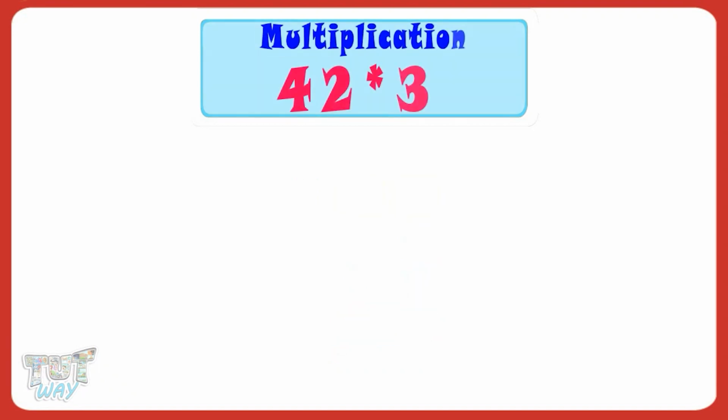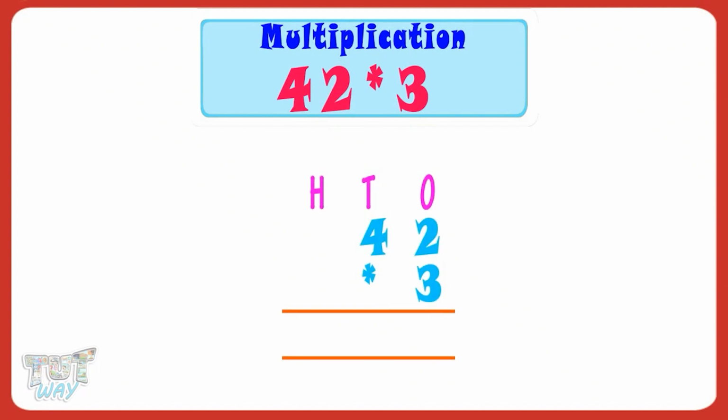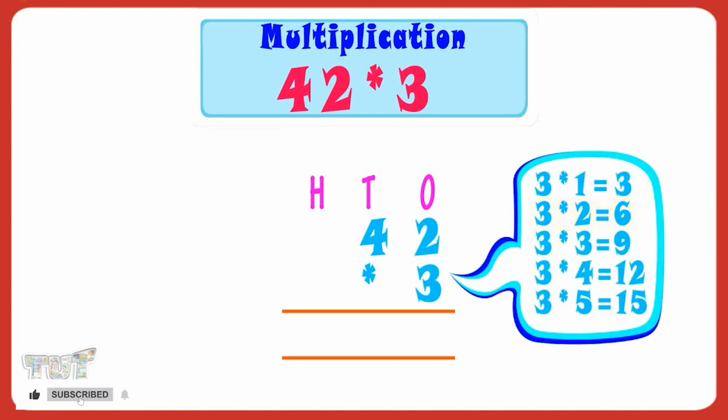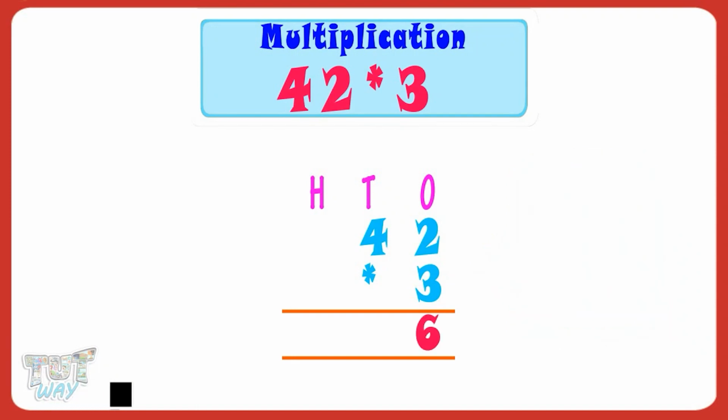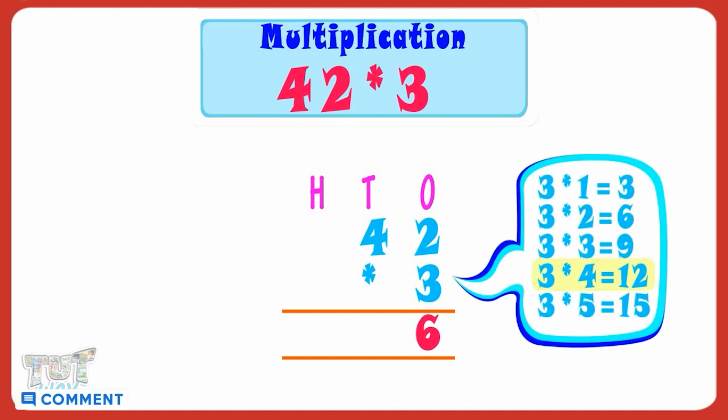42 multiplied by 3. We write it as now. What is 3 multiplied by 2? It is 6. So write 6 in the answer at 1's place. Now, what is 3 multiplied by 4? It is 12. So write 12 in the answer. So, our answer is 126.